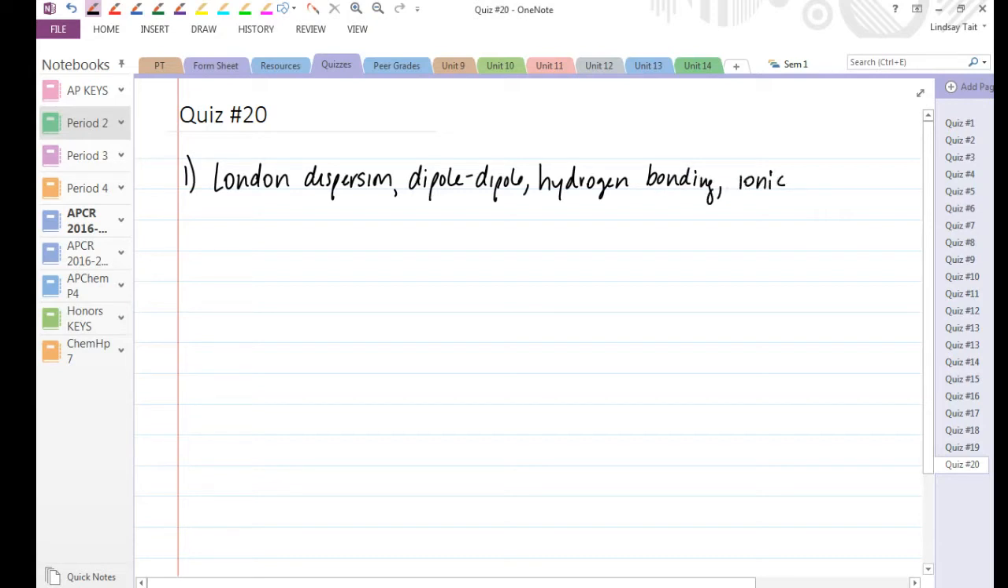Number 1 says, which of the following orders the attractive forces from weakest to strongest? And so here is the answer. It was London dispersion is the weakest. That is followed by dipole-dipole, which is followed by hydrogen bonding. And they did have one more in there, that was ionic. Ionic bonds are considered the strongest of the bunch, and so obviously the wrong choices had those in different orders. So that was number 1, orders of attractive forces from weakest to strongest.